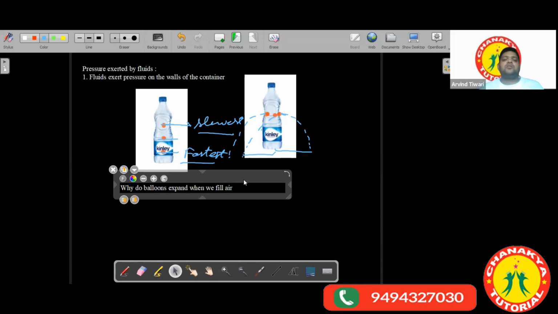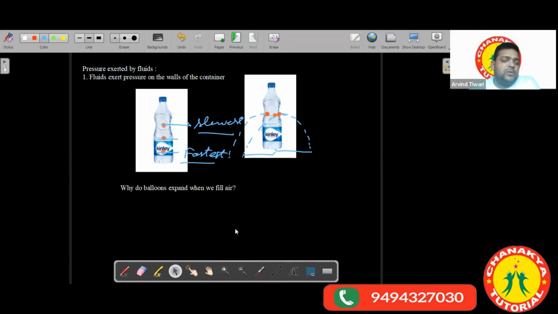So balloons expand because when we fill air inside it, that air causes pressure on the walls of the balloon to expand it. Okay. And if you keep filling in air, the pressure will increase so much that the balloon will not be able to handle it, and your balloon will burst. So I hope all of you have understood these two phenomena of pressure.